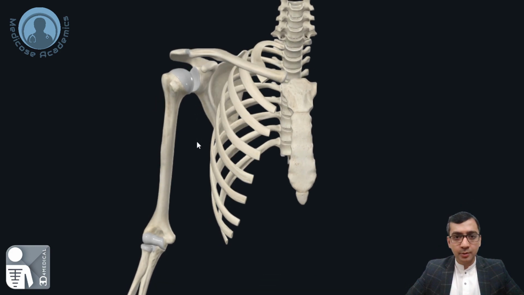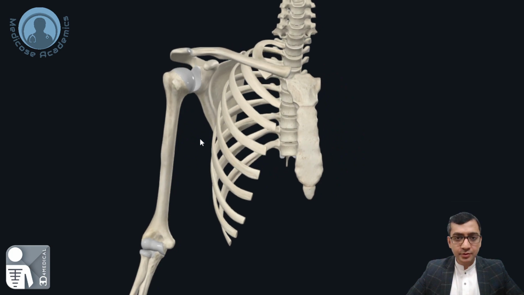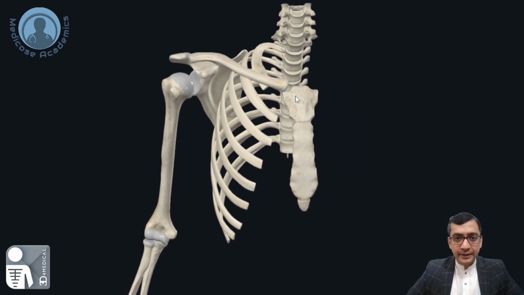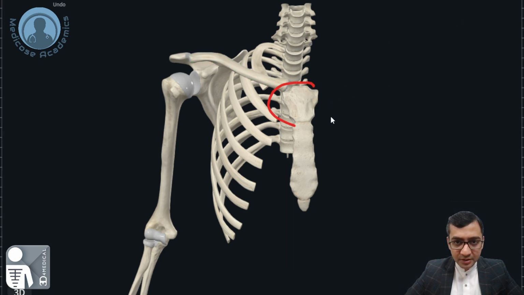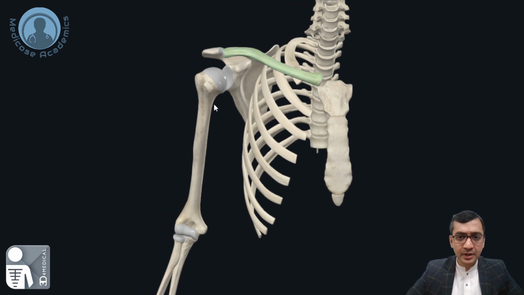Let's talk about its anatomical position and its function. It is a horizontally placed long bone. It makes a joint with the sternum, so this is called the sternoclavicular joint. To be more specific, this part of the sternum is called the manubrium, so it is also called the manubrioclavicular joint, but usually sternoclavicular joint is the commonly used term.